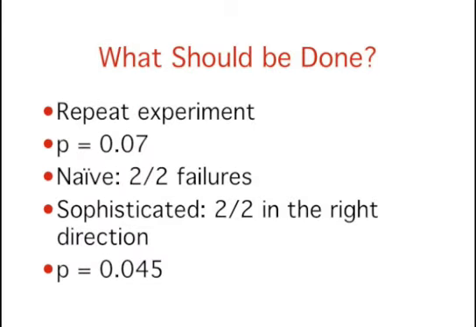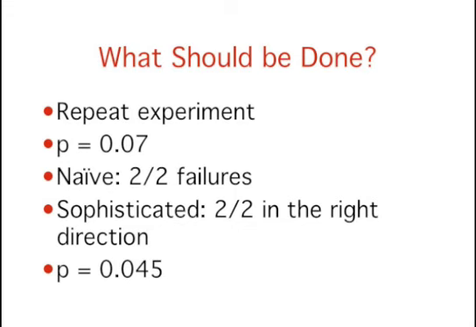What should the researcher do? A reasonable course of action would be to do the experiment again. Let's say the researcher repeated the experiment and again found the new treatment was better than the traditional treatment. However, once again the effect was not significant, and this time the probability value was 0.07. The naive researcher would think that 2 out of 2 experiments failed to find significance, and therefore the new treatment is unlikely to be better than the traditional treatment.